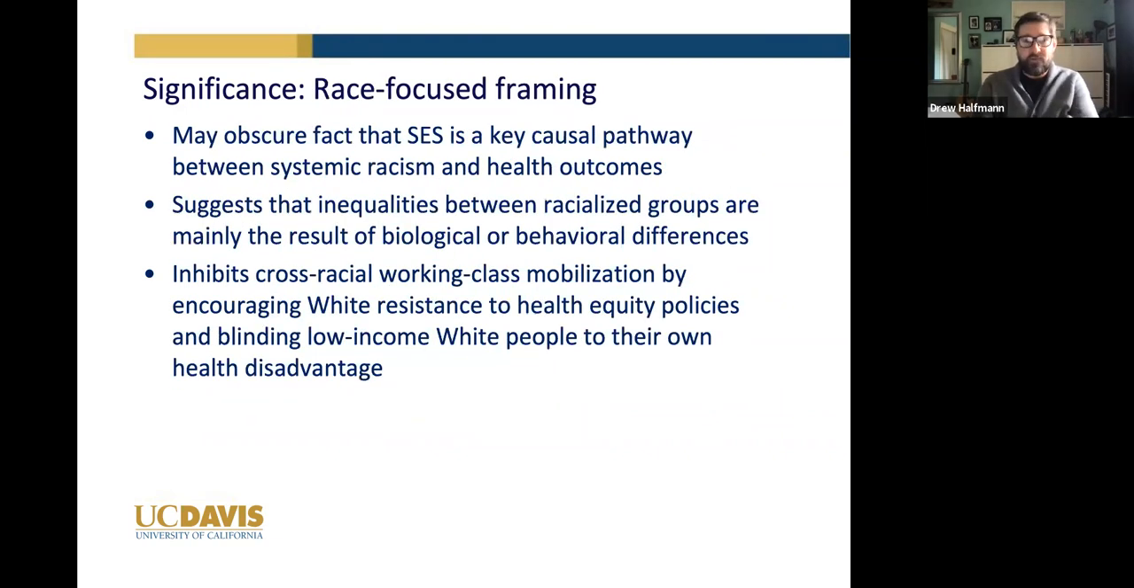There are downsides of race-focused framing as well. One is when the frame is race, it can obscure the fact that SES is a key causal pathway between systemic racism and health outcomes. It can suggest that inequalities between racialized groups are mainly the result of biological or behavioral differences. It can inhibit cross-racial working class mobilization by encouraging white resistance to health equity policies and blinding low-income white people to their own health disadvantage. So this is why this matters, whether it's going to be framed in terms of race, framed in terms of class, preferably in terms of both. This is the significance of this issue.